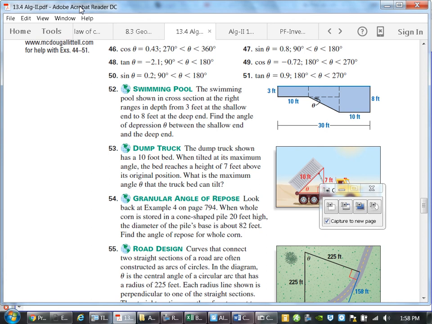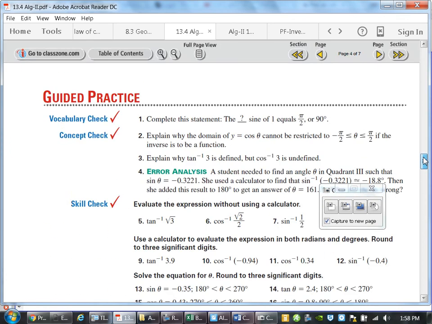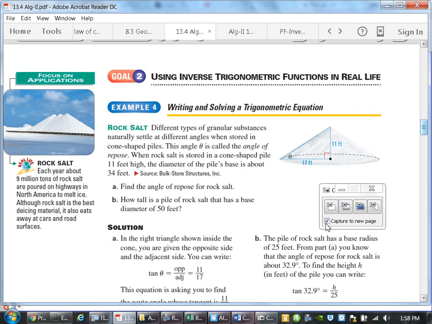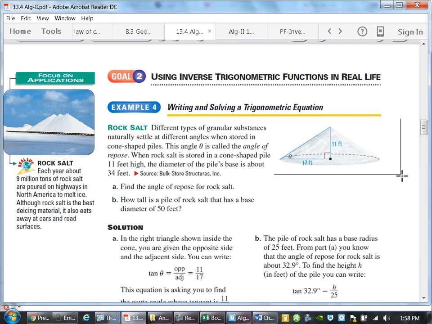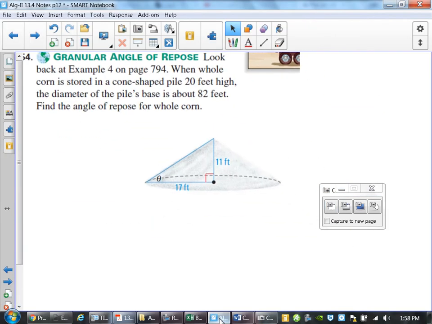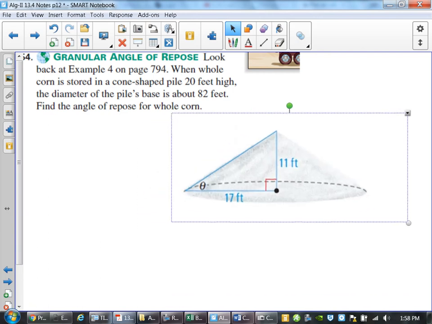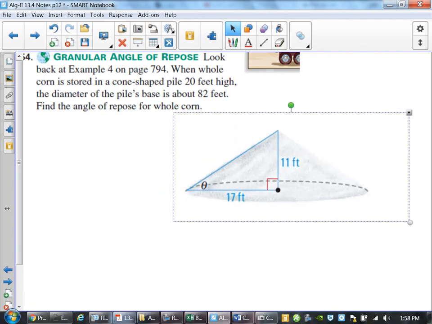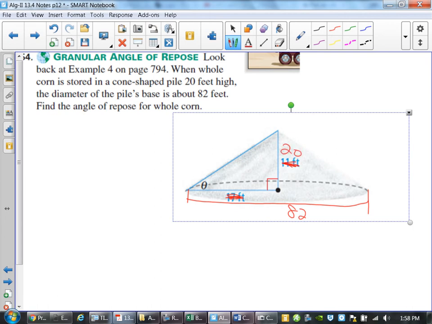So if I go back and I look at that problem, I will see a diagram that looks like this. And I'm going to re-look at that diagram in relationship to the problem at hand. Corn is stored in a cone-shaped pile that looks like that. The diameter is 82 feet. So I'm not using 17, I'm going to use 82 for my diameter. And the height is no longer 11, it is 20. What's your radius? What trig function are you going to use?